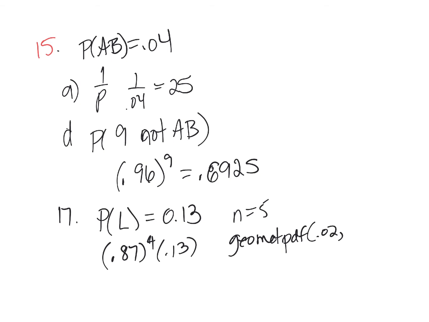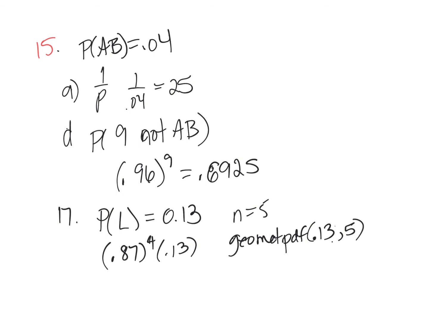So 0.02, 5. No, sorry, wrong probability. That was the last problem. 0.04, 5. Yeah, that was the previous one. That was the last one, and that was the probability of the one before. How about 0.13? Maybe I can get the right problem here.